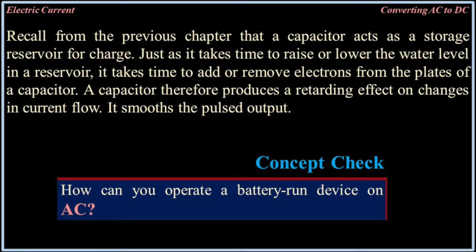Recall from the previous chapter that a capacitor acts as a storage reservoir for charge. Just as it takes time to raise or lower the water level in a reservoir, it takes time to add or remove electrons from the plates of a capacitor. A capacitor therefore produces a retarding effect on changes in current flow. It smooths the pulsed output. Concept check. How can you operate a battery-run device on AC?